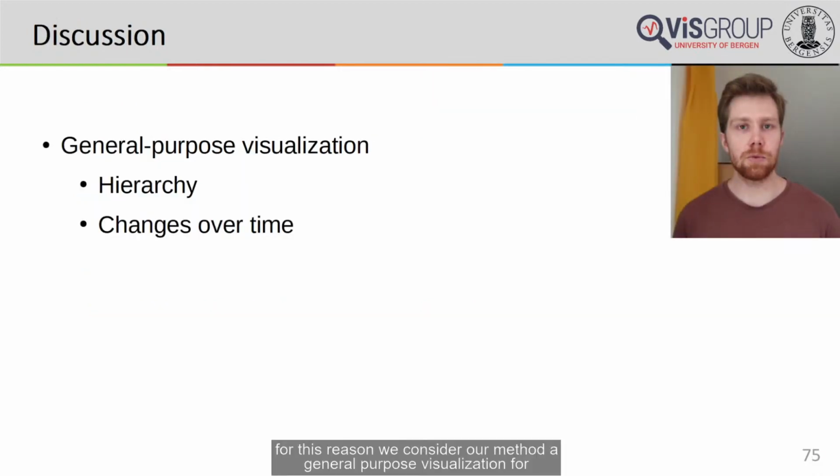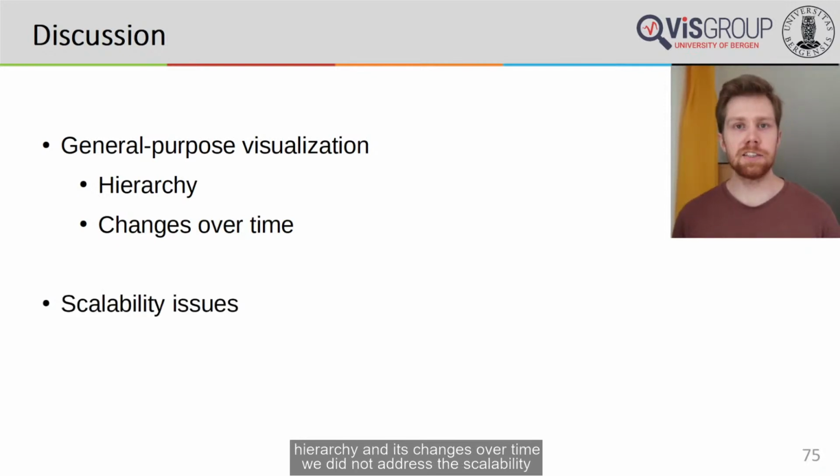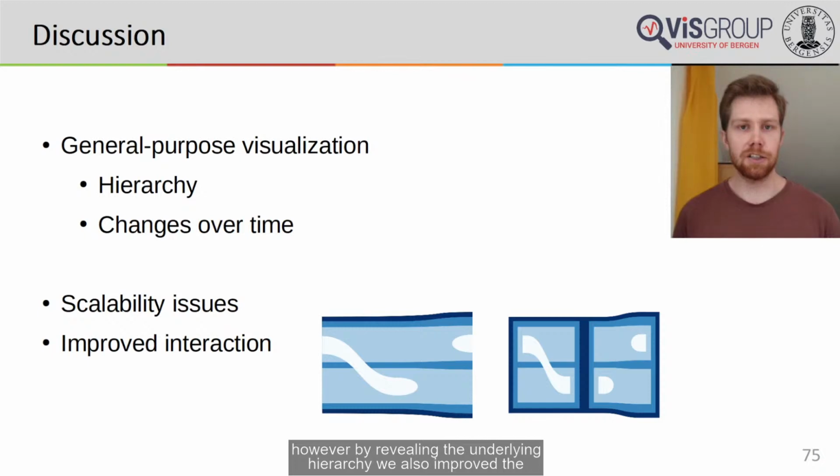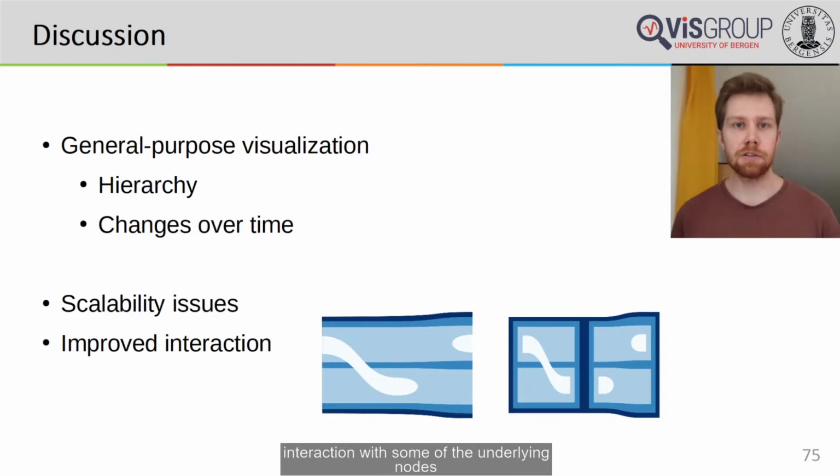For this reason, we consider our method a general purpose visualization for dynamic hierarchies, with a clear representation of the hierarchy and its changes over time. We did not address the scalability issues of nested stream graphs, so we are still limited by the number of time steps in the nodes that can feasibly be displayed. However, by revealing the underlying hierarchy, we also improve the interaction with some of the underlying nodes.